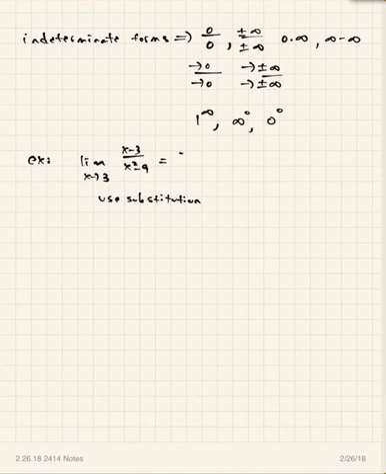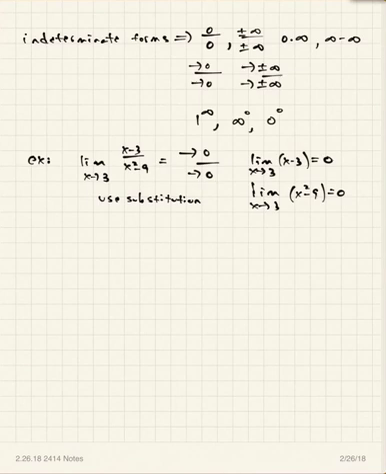The numerator gets close to 0, doesn't it? Because when you substitute 3 in, you get 0 there. And the denominator gets close to 0. In other words, the limit as x approaches 3 of the numerator is 0, and the limit as x approaches 3 of the denominator is equal to 0.